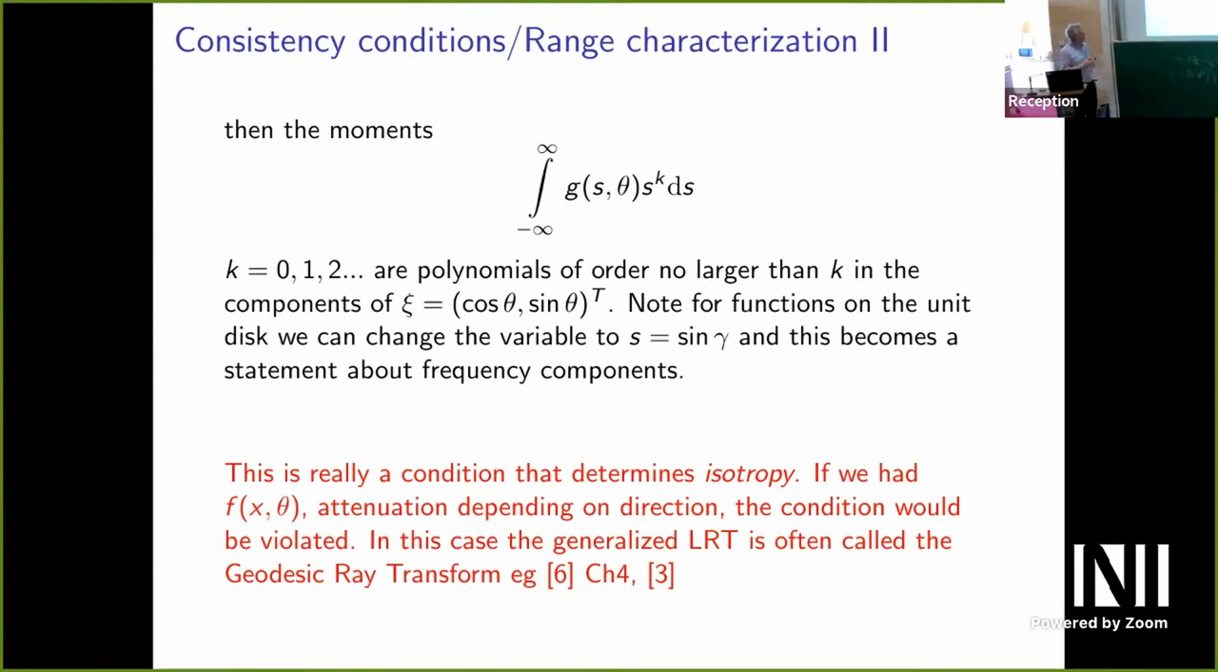So really, the thing about this whole brain condition is that it measures isotropy. That's the point. And one way to be not consistent is to be not isotropic. How does this work? Well, if we have something that's completely generally anisotropic, it's a function of x and theta. So the attenuation depends on which direction you're going in.